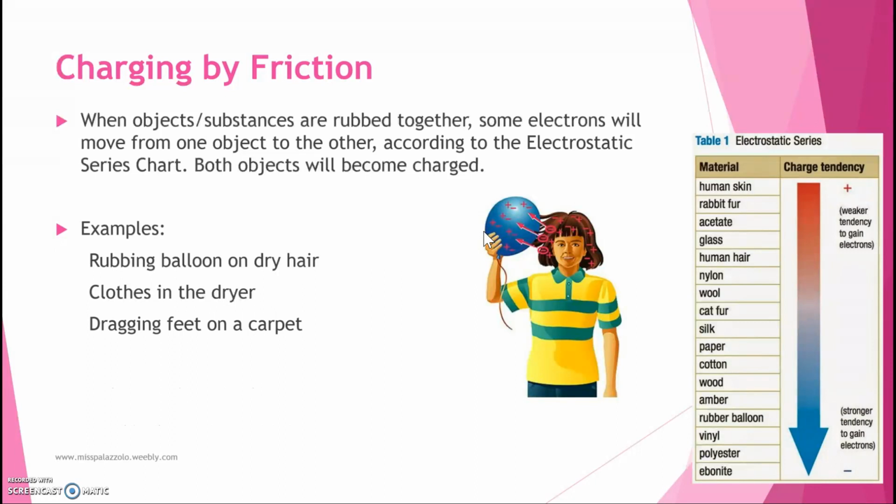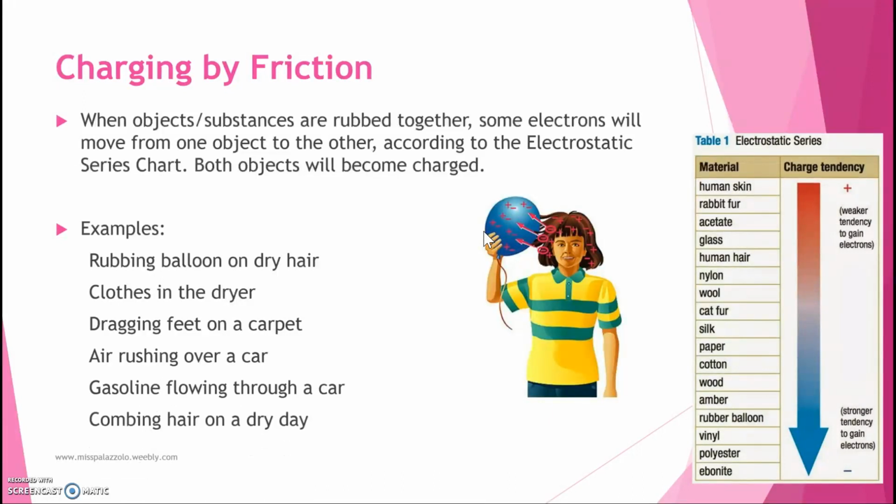Dragging feet on the carpet is another way to charge your body by friction. So when you drag your feet on the carpet, just like we saw in the previous video, you are able to send those electrons into the doorknob, which will then result in a shock because there's a really quick rush of electrons. Air rushing over a car is also another example of charging by friction, as well as gasoline flowing through the car. You have to be very careful when you're filling up gas in a car.